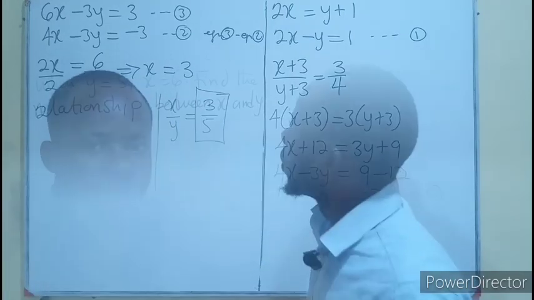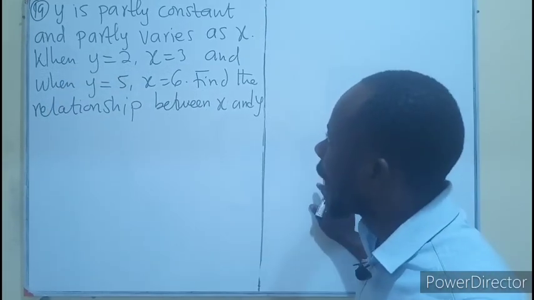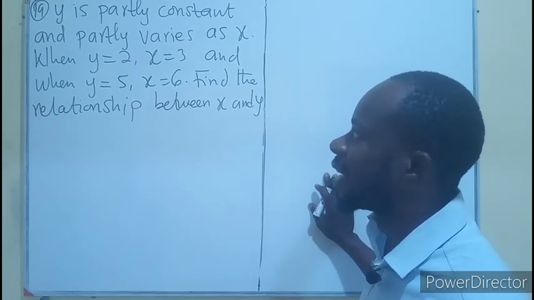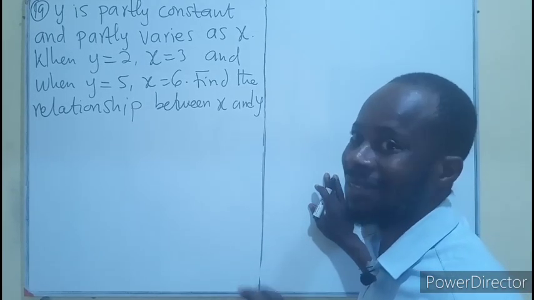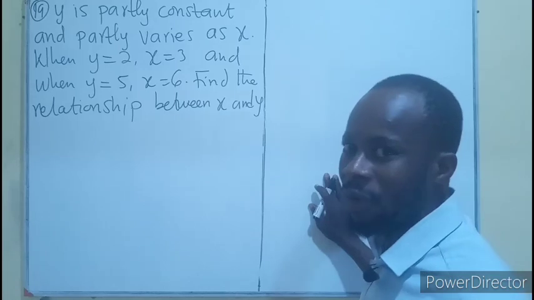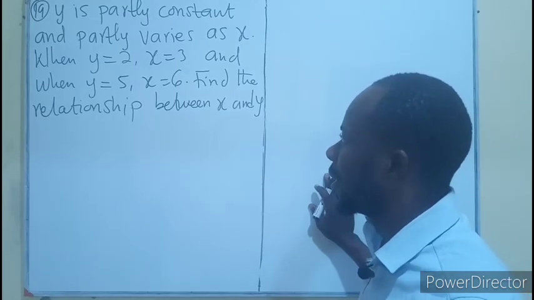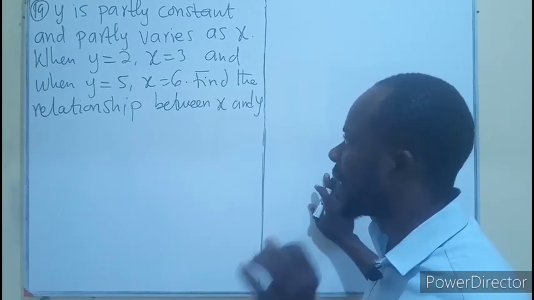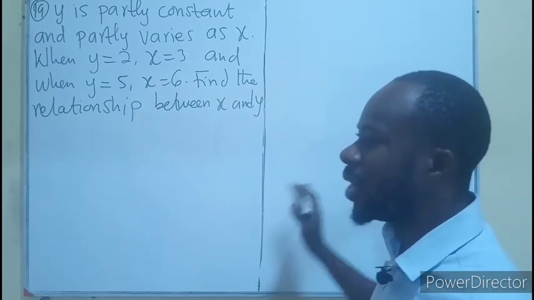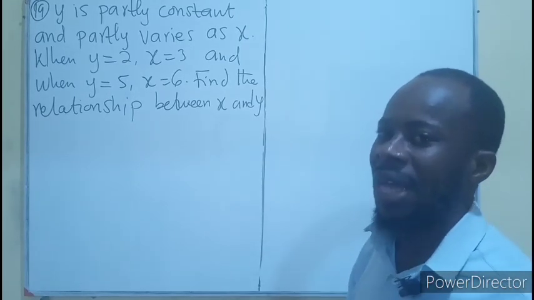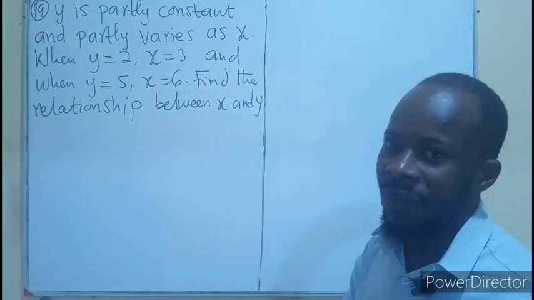Option C. Question 19. Y is partly constant and partly varies as x. When the value of y is 2, x is 3. And when the value of y is 5, x is 6. You have to find the relationship between x and y. This is what? Partial variation.